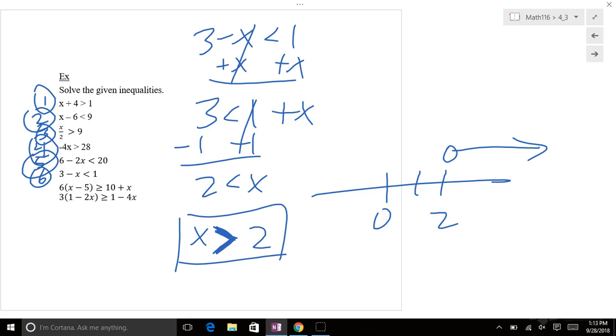Whereas a lot of the time when students try and graph it straight from here, 2 is less than x, they'll put the open hole on the 2, and then they'll just have it go left. So just be careful on that.